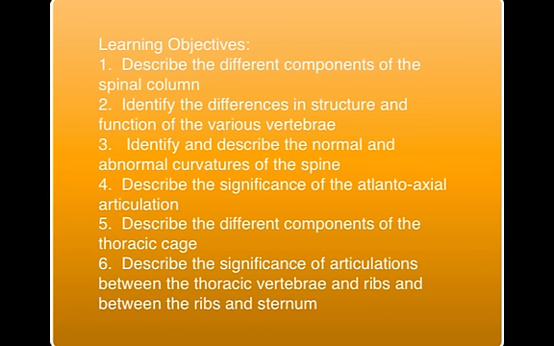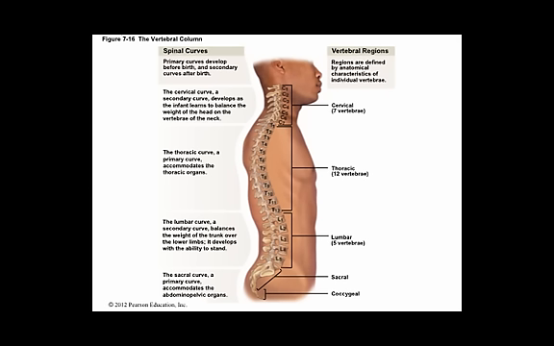4. Describe the significance of the atlantoaxial articulation. 5. Describe the different components of the thoracic cage. And 6. Describe the significance of the articulations between the thoracic vertebrae and the ribs and between the ribs and the sternum. The vertebral column is another name for the spine.